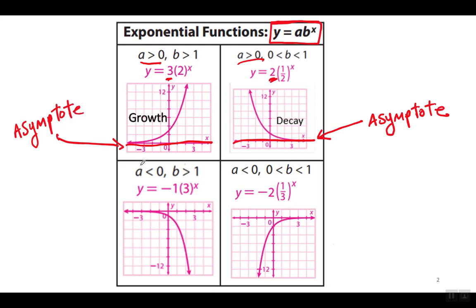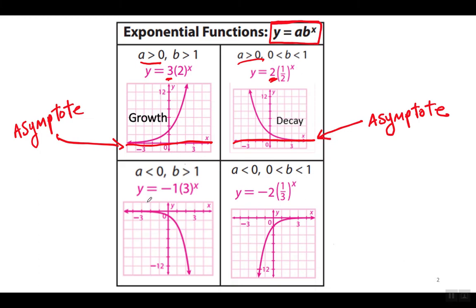Look at this graph here. When we go to the left, it's approaching this asymptote, the x-axis, but it's never going to reach it. It's just going to keep getting closer and closer and closer as it continues into infinity without reaching it. Same thing with this one. That's why it curves like that. It's going to continue to approach the asymptote into infinity without ever reaching it.